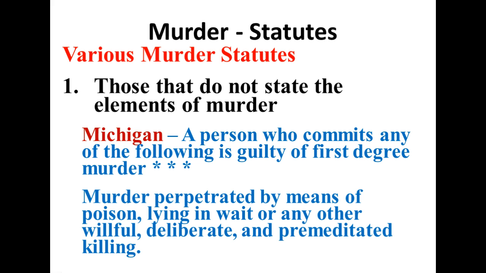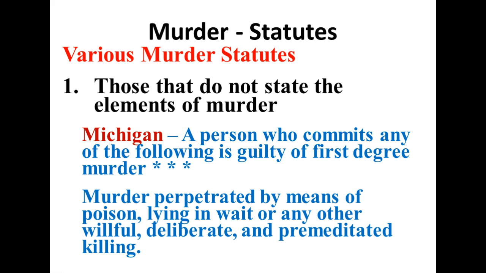As you will see, the Michigan statute plainly says a person who commits any of the following is guilty of first-degree murder: murder perpetrated by means of poison, lying in wait, or any other willful, deliberate, and premeditated killing. This statute does not define murder anywhere within the statute and merely relies upon the common law definition as created by the courts over the years of murder.